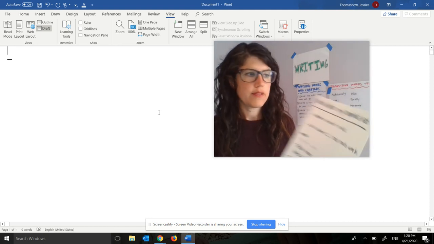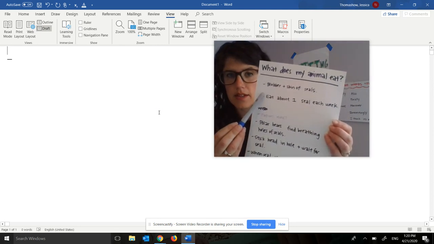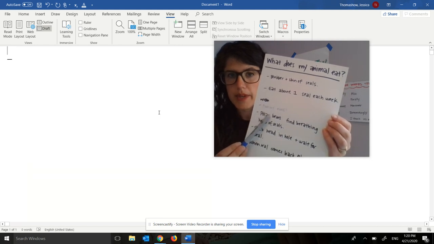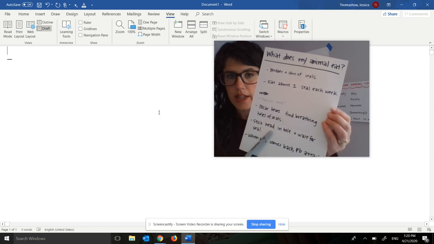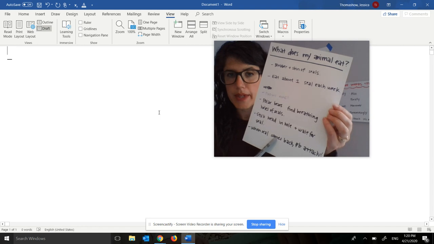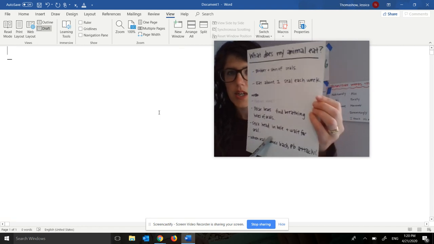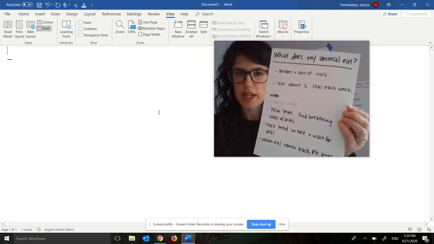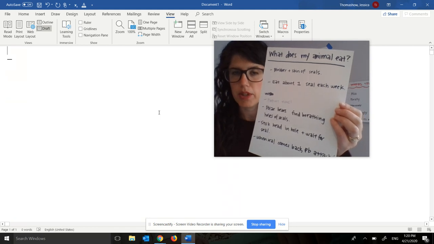Okay, so I have, what does my animal eat? Blubber and skin of seals. Eats about 1 seal each week. Polar bears find breathing holes of seals. Stick head in hole and wait for seal. When seal comes back, polar bear attacks. Okay, those are the notes that I have for what my animal eats. So I'm trying to think, like, which of those notes makes sense to write about first, to have as the first piece of information that people read about what my animal eats.